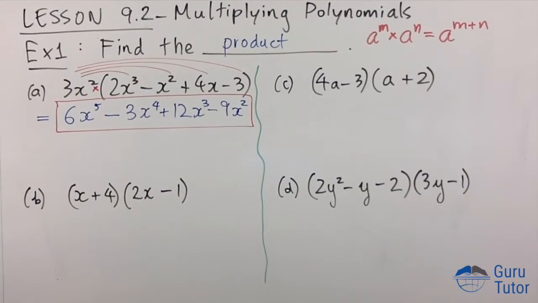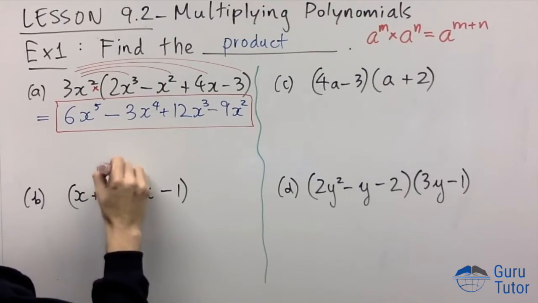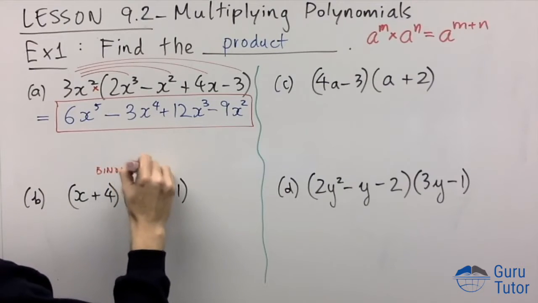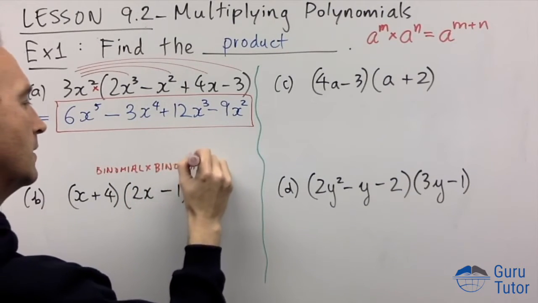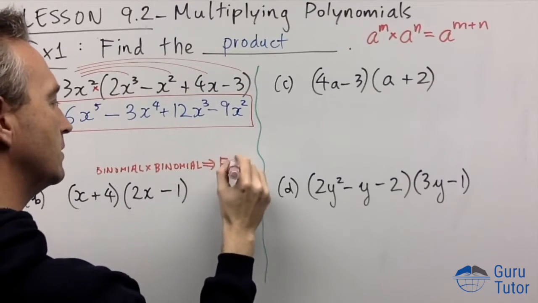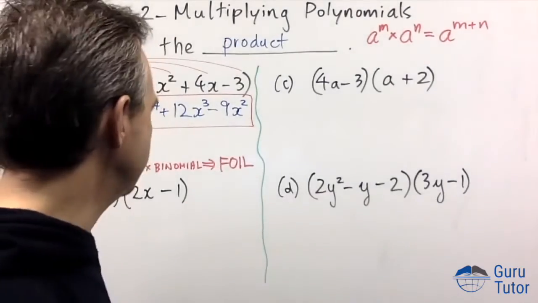B, this is the fun part. This is where it starts. Here we have a binomial times a binomial. This is an important part of the lesson. When we have a binomial times a binomial, we're going to do something called FOIL. All right? FOIL. What the heck is FOIL?